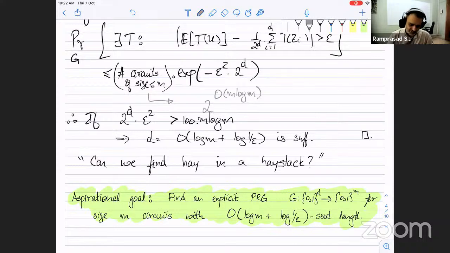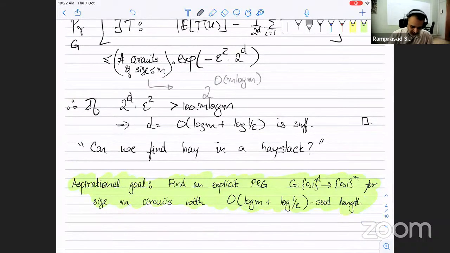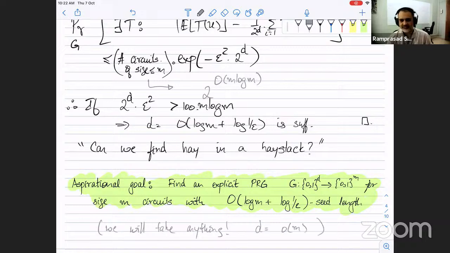But to be honest, at the moment, we will take anything. Basically, if you give me a D which is little o of m, I will be super, super happy. It's like a beggars-can't-be-choosers sort of situation. At this point, we have nothing here. So give me anything non-trivial. I'm not really going to force you to give me an order log m. That is aspirational. But at the moment, let's just make some progress and then figure it out.